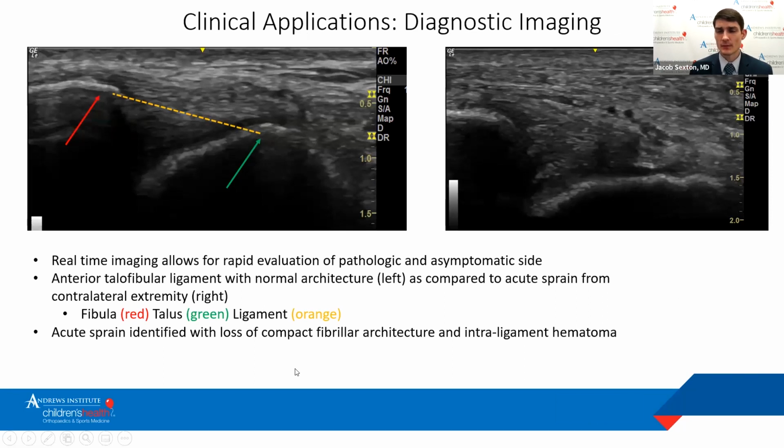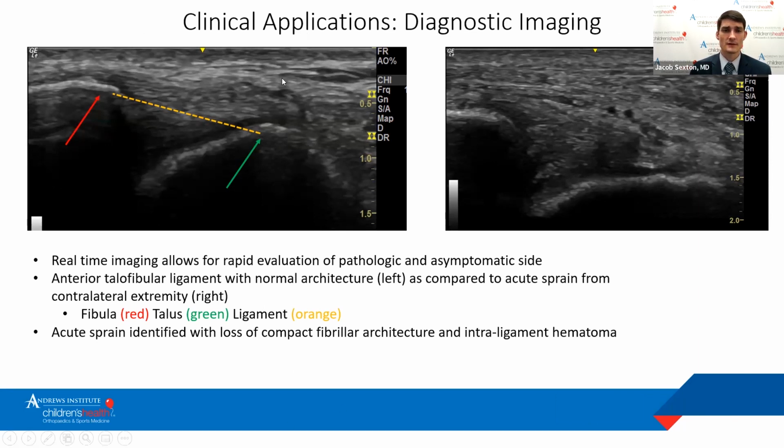So how else can we do it? The fact that we can dynamically evaluate people allows us to compare contralateral to non-contralateral exam. So if we have an injury to the ATFL in this example, we can always look at the other structure to see what's the difference between those two structures, to see if we're truly seeing pathology or if we're seeing some form of anatomical variant.